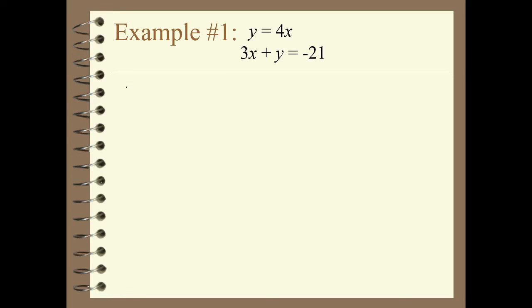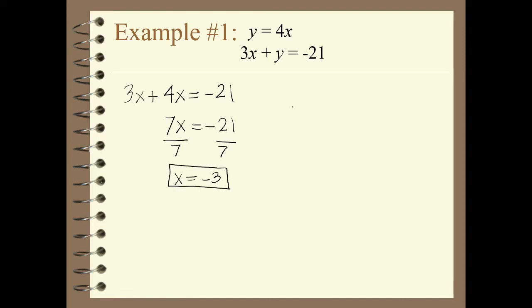Okay, so this now becomes 3x plus what? 4x, that is equal to negative 21. So 3x plus 4x, that's 7x, is equal to negative 21. Dividing both sides by 7, you're gonna have negative 3 for your x.